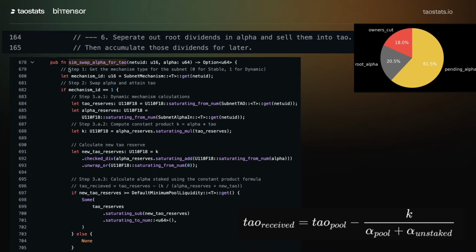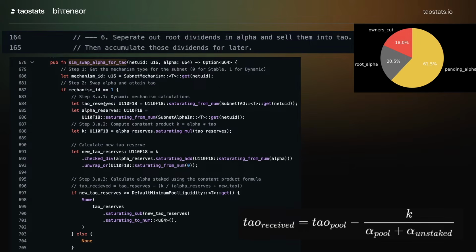So now we're going to do that math. There are two mechanisms for swapping alpha for tau. Mechanism 0 is on the root subnet, where it's tau to tau. It's different. Mechanism 1 is the dTAO, where we're selling alpha to get tau.